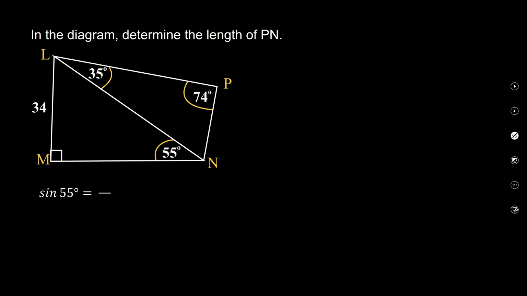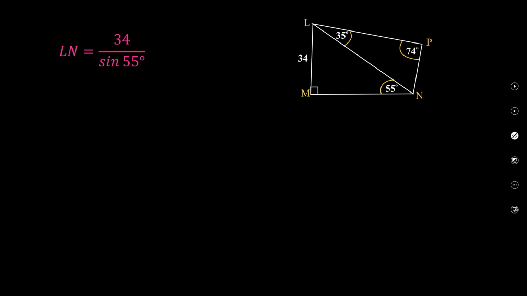Sine of 55 is equal to 34 over LN, opposite over hypotenuse. So rearranging this a little bit, we're going to end up with LN is equal to 34 over sine of 55. Now because we're going to use the answer to find PN, I'm going to leave my answer like that, and I'm going to substitute LN by using this fraction for LN. So that's what we just found out now.